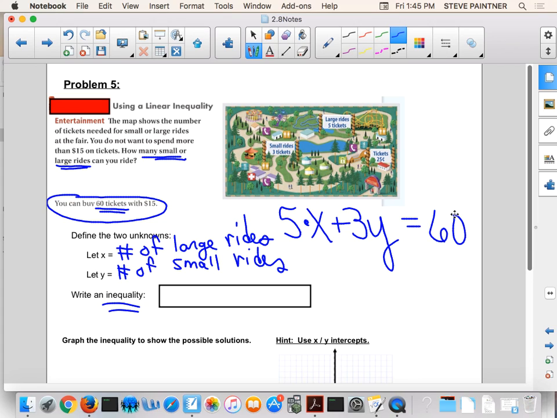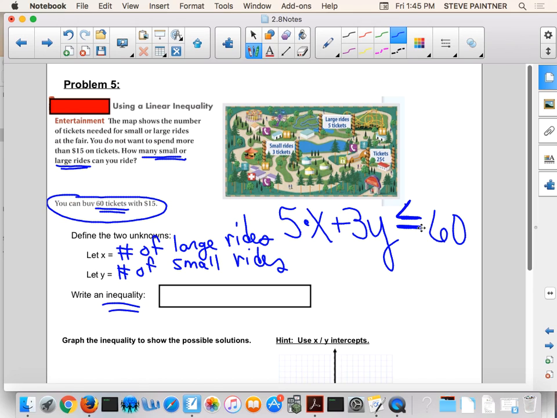Tickets plus more tickets should equal the total tickets. But wait a minute. It's not an equal sign. It'd be greater or less. No, less than or equal. I want to spend $15 or less. Well, $15 is 60 tickets. I want to spend less than 60 tickets or exactly 60 tickets. There it is. I got the equation.